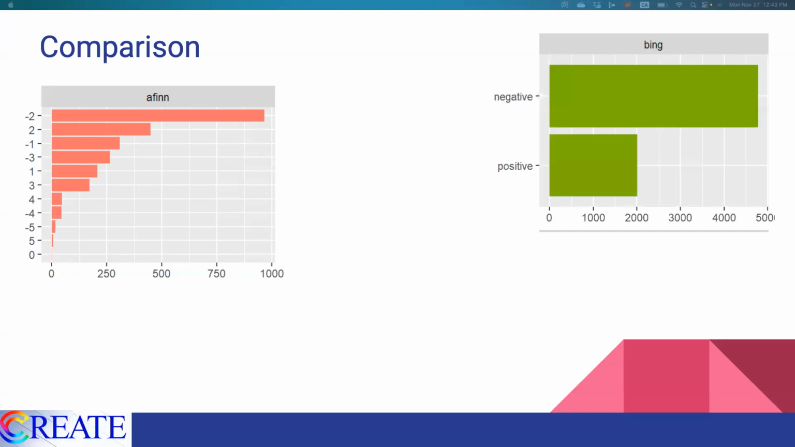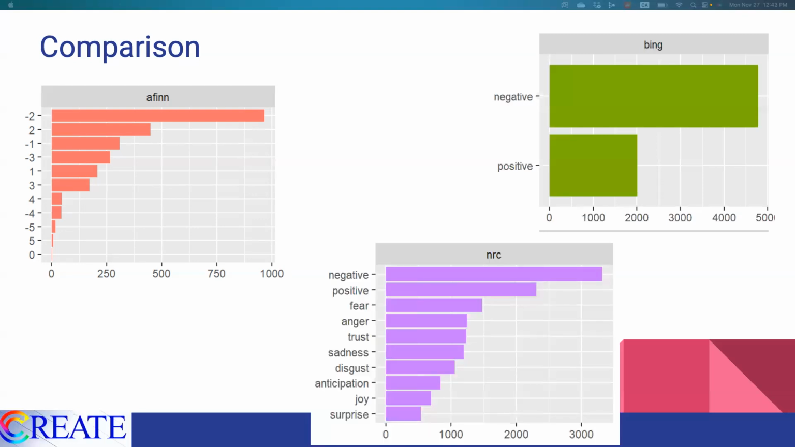Whereas Bing, it's just positive or negative. So this group, or this document, was more negative than positive. But then NRC, and again, I think there are more categories here, this will only show the categories that show up. It does negative and positive as well. Oh, these must be different data sets now, or no, that's 5,000 up there, so they could be the same. But it also does specifically fear, anger, trust, sadness.